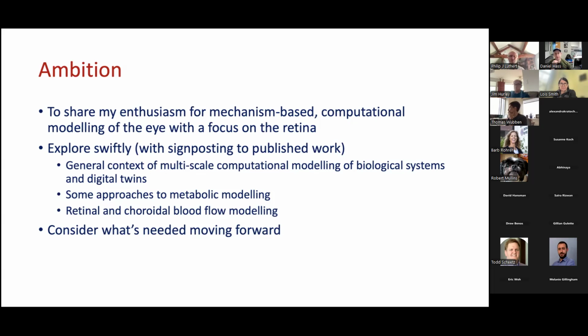I'm trying to give a broad coverage, and so the tendency will be to signpost to published work. And I'm going to focus on the retina, not because the rest of the eye is insignificant, but again, I needed to constrain things a little bit.